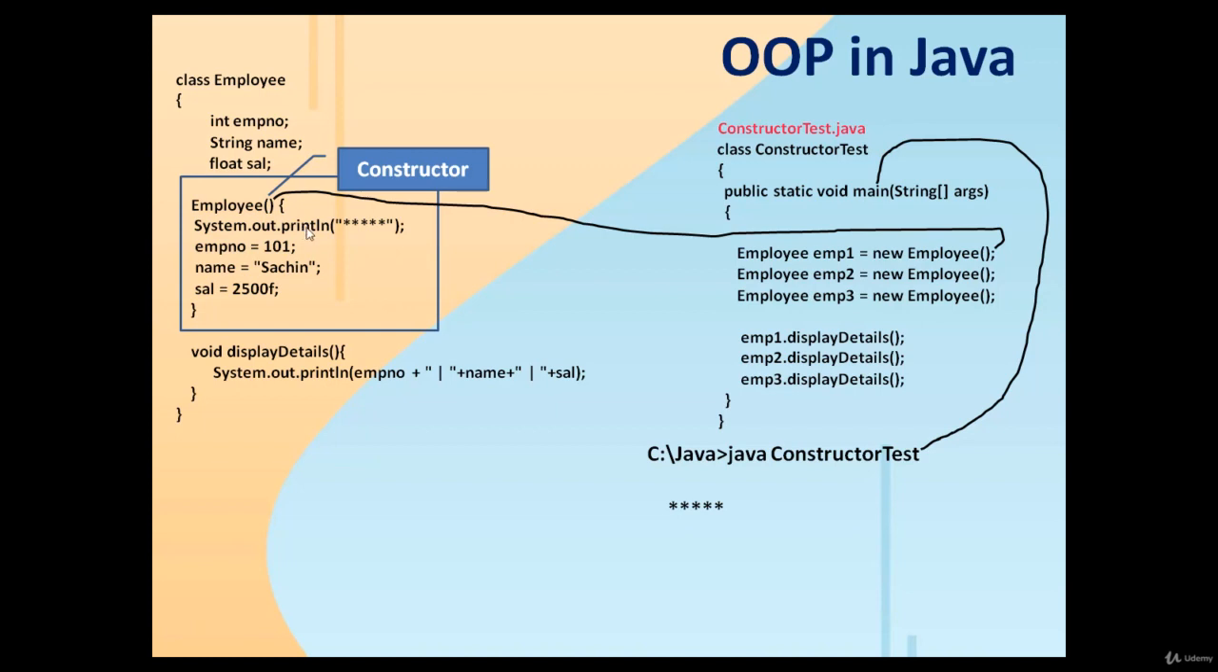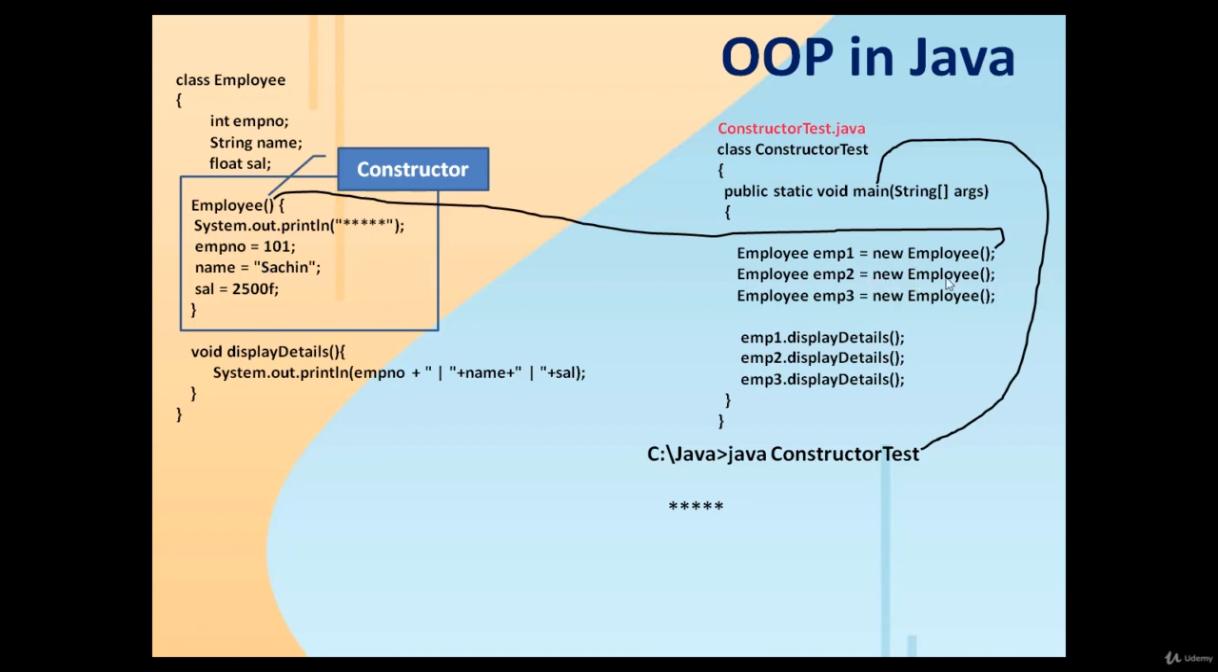The first line is System.out.println of stars. So we are getting the value, first stars. Then emp1's empno becomes 101, emp1's name becomes Sachin, and emp1's salary becomes 2500.0. That is happening in memory. It's not displaying anything. Now the next line of code, again object creation.